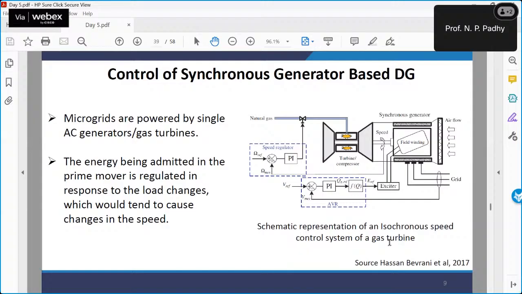Microgrids are powered by a single AC generator or gas turbine. It's regulated in response to the load changes, which would tend to cause changes in the speed.